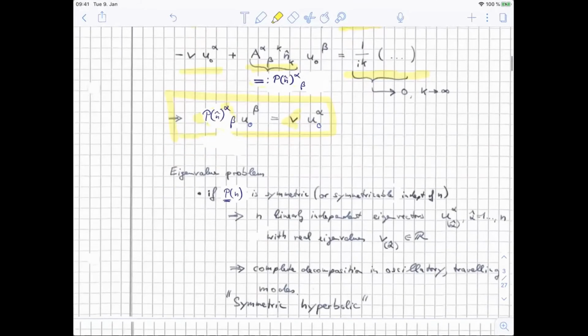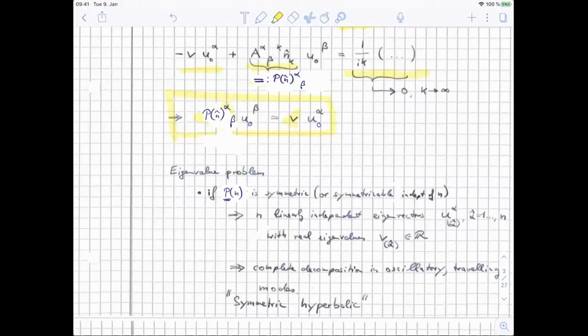So, now we have an eigenvalue problem, and whether and how one can find a solution will depend a lot on the properties of the principal symbol P. If P is symmetric, or if it's symmetrizable for all values of n, then we always have a full complement of linearly independent eigenvectors with real eigenvalues v alpha.